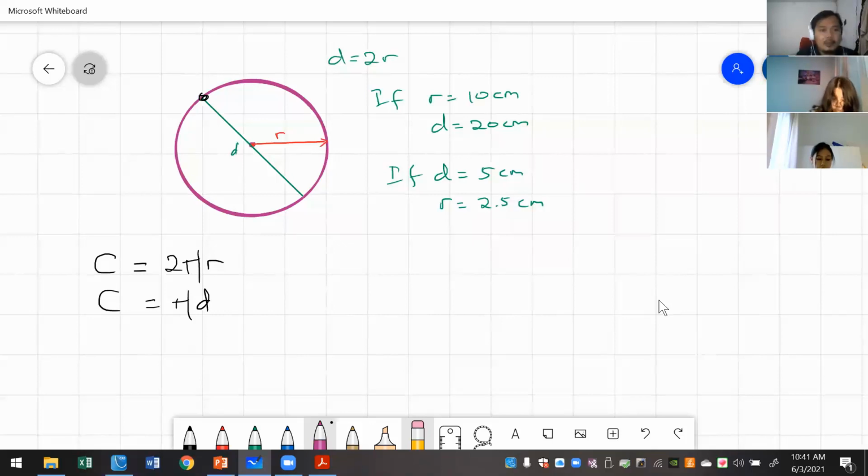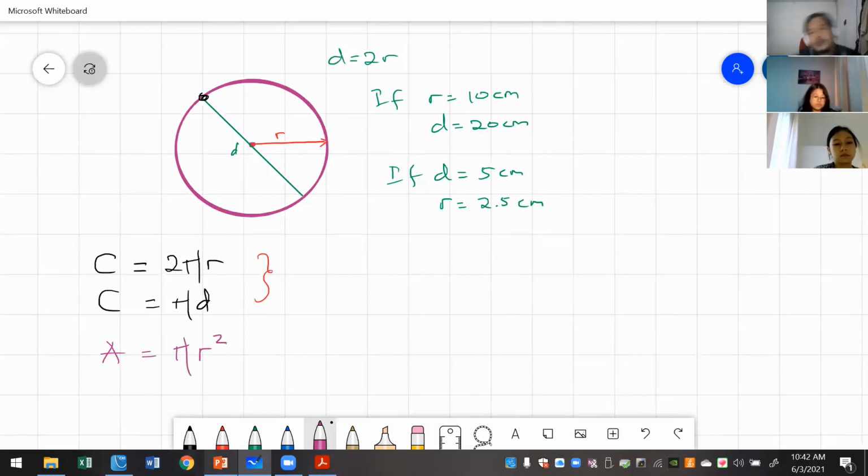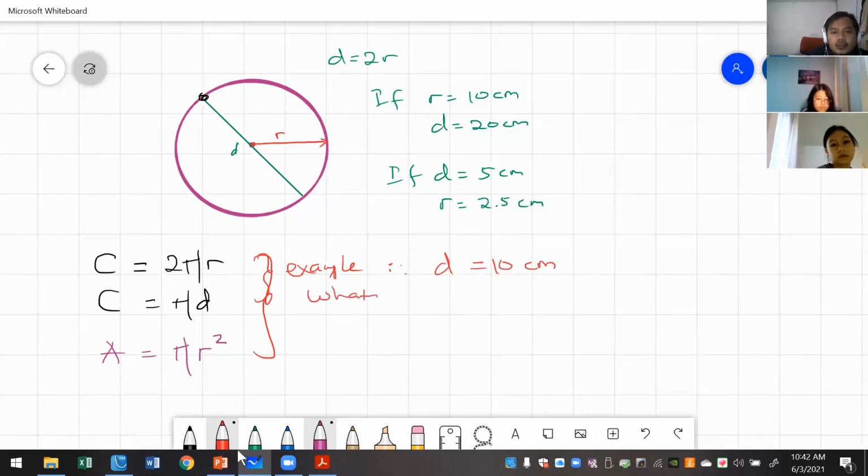Okay, so for example, I'm going to write down the area first. The formula of the area is pi r square. So the area is pi r square. Pay close attention. Do not swap the formulas. Be very careful with that. So if I have an example, let's say I have a circle with a diameter of 10 centimeters. The question is, what is the circumference and the area?